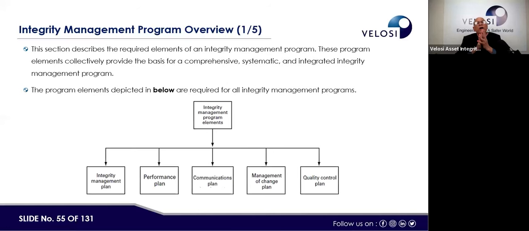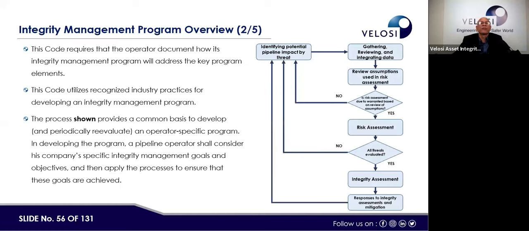So if I try to cover the first part, which is the integrity management program, in a more theoretical way, we will be spending some more time on the explanations: the integrity management program, the performance plan, a communication plan, management of change plan, and quality control plan as part of the integrity management program elements.